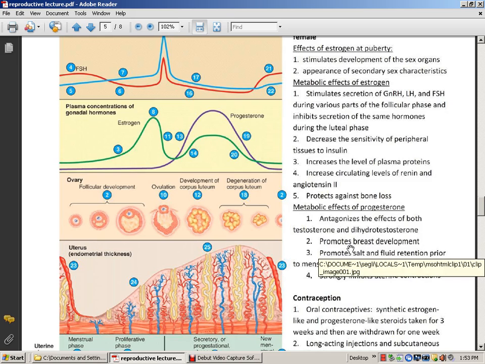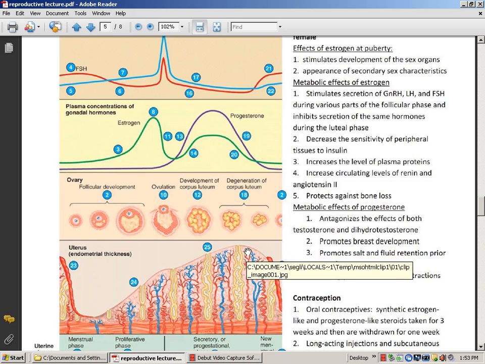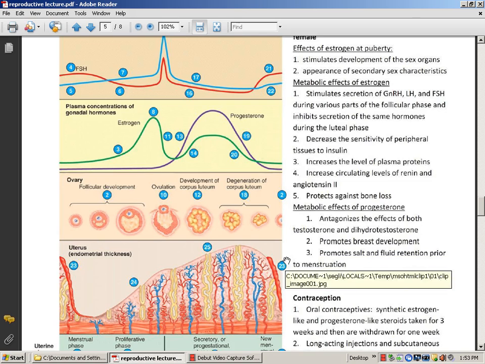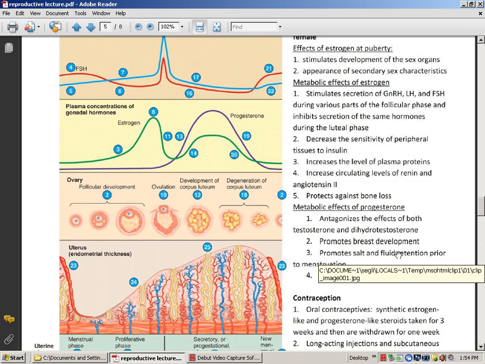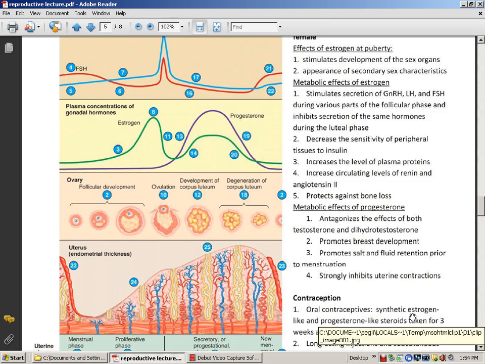And then number 2, promotes breast development. So progesterone, that's why breasts swell a little bit during the second phase. Just in case pregnancy happens, they're starting to prime, so they become more sensitive. And then the third one promotes salt and fluid retention. So just like estrogen, it's making her retain water and salt, bloaty factors. Right? And then strongly inhibits uterine contractions by blocking what hormone? Estrogen.